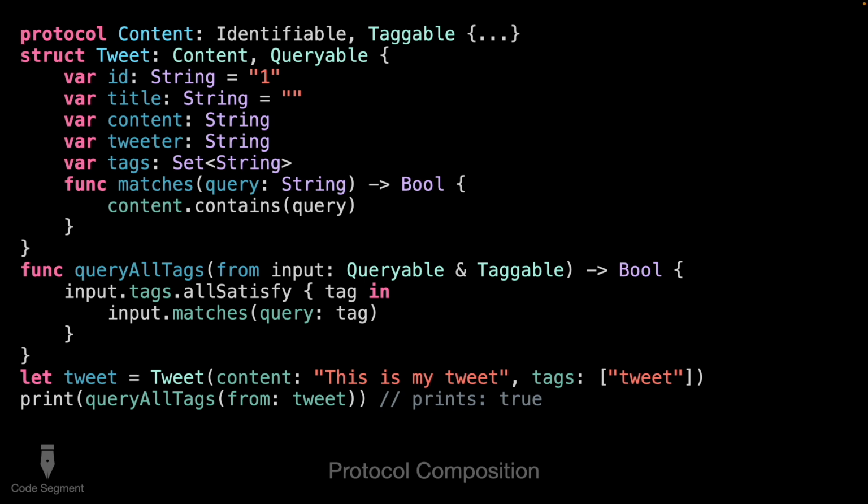So in this case, the struct Tweet conforms to both Queryable and Taggable. It conforms to both because the protocol Content conforms to Taggable.